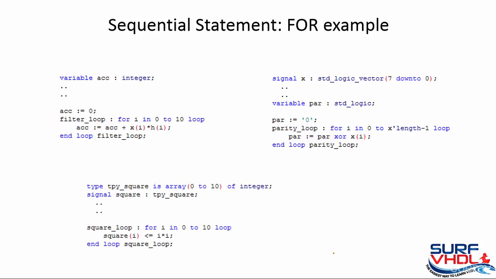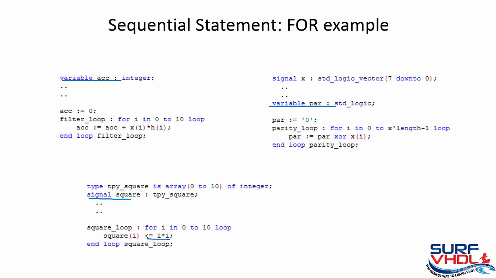This last code gives an example of a square vector. The loop variable is multiplied by itself and stored in an integer array. You should notice that in the first two examples, we used a variable to store the temporary value of the accumulation and parity, while in the last example, square is a signal. Here we have a variable and a variable.